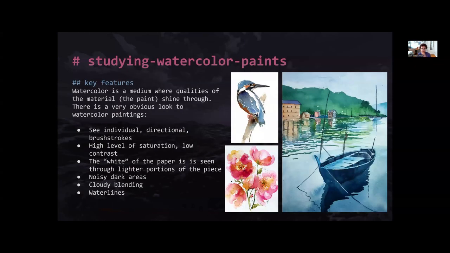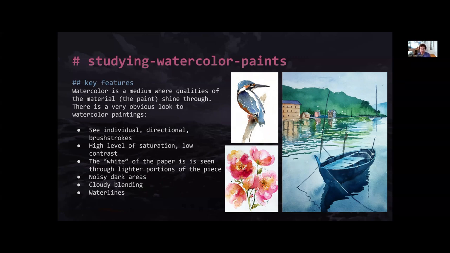The first thing I did was study what makes a watercolor painting look like a watercolor painting. Watercolor is a medium where you really see the qualities of the material shine through. And there's a really obvious look to these paintings. That's intentional. One doesn't really want watercolor paint to look exactly realistic. If you wanted to do that, you'd probably go to oil paint or another digital medium. We want to show the beauty of the pigment and the material that we have.